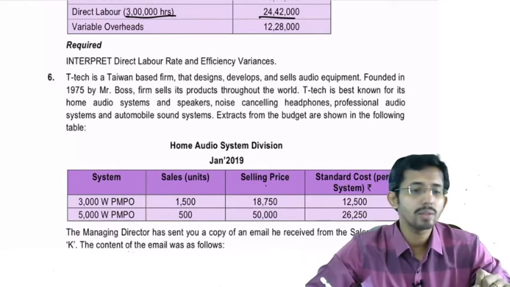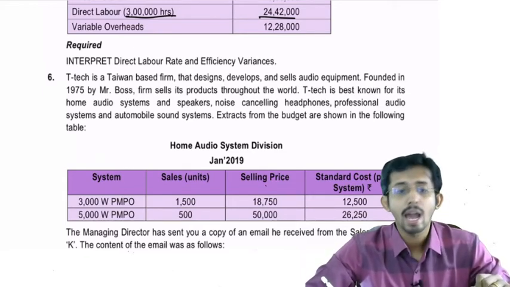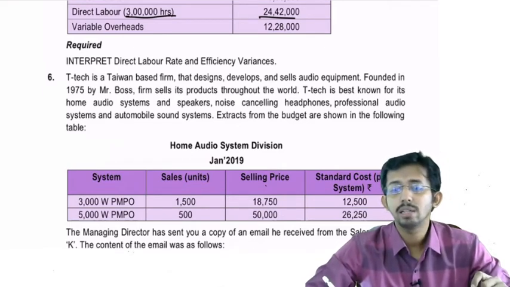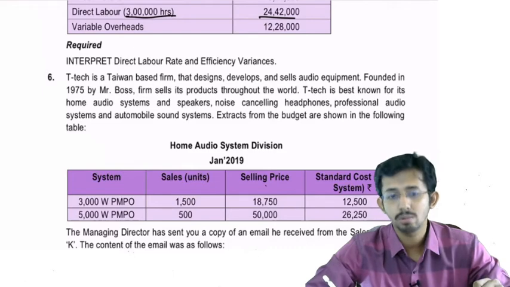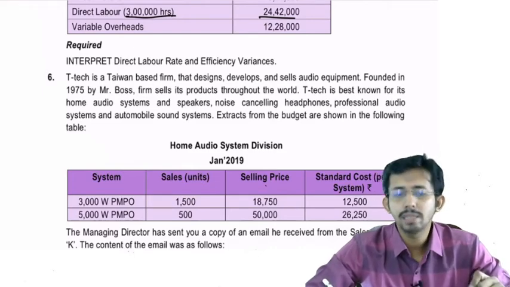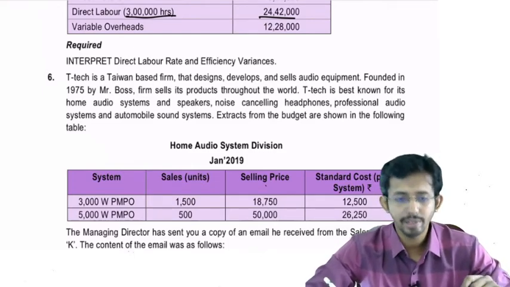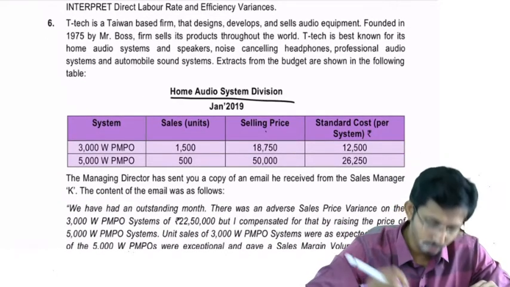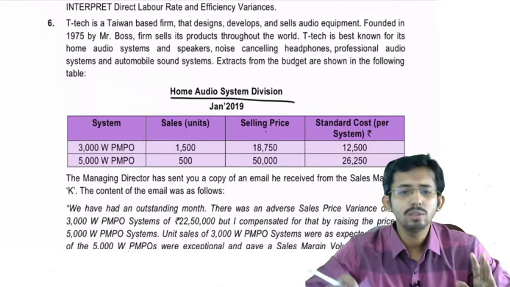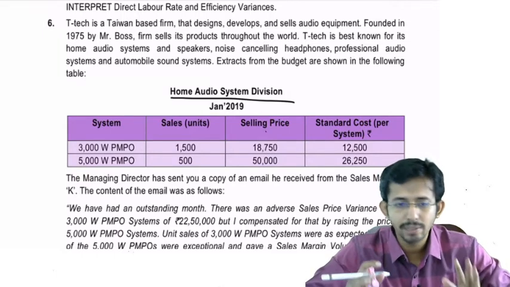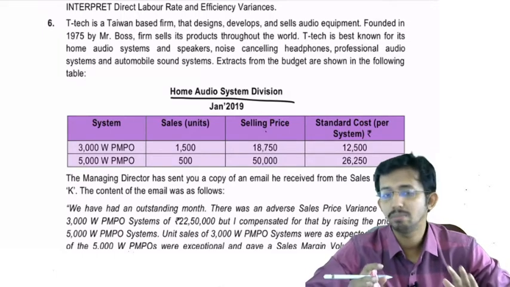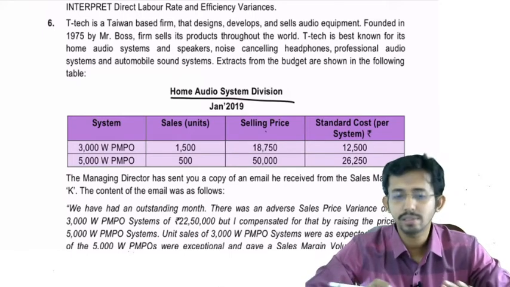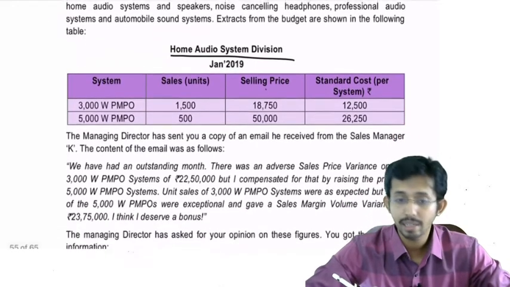T-Tech is best known for its home audio systems and speakers, noise cancelling headphones, then professional audio systems and automobile sound system. Now, extracts from the budget are shown in the following table. And you have a budget with respect to home audio system division. Okay, so this company has got a particular division which is known as the home audio system division, and you have certain information regarding this system for the month of Jan 2019.